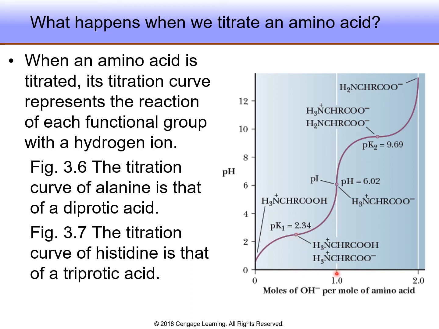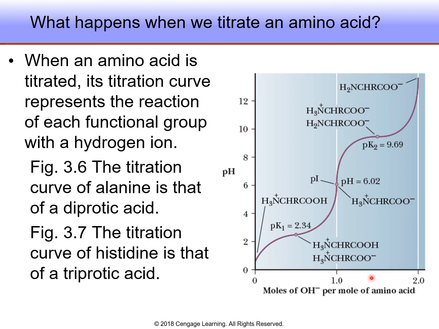Then we continue adding the second half. Now we reach the isoelectric point here, the second form. So we started with the fully protonated form, then 50-50, and then we have the isoelectric point. Now we have fully titrated the alpha carboxyl group. Then we titrate the alpha amino group here.